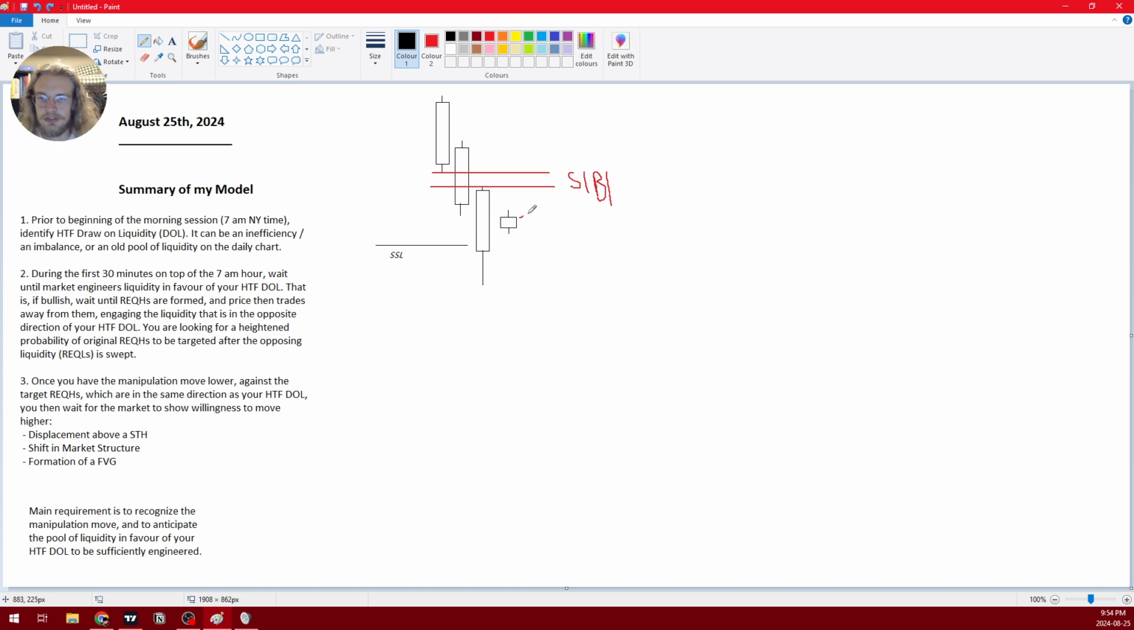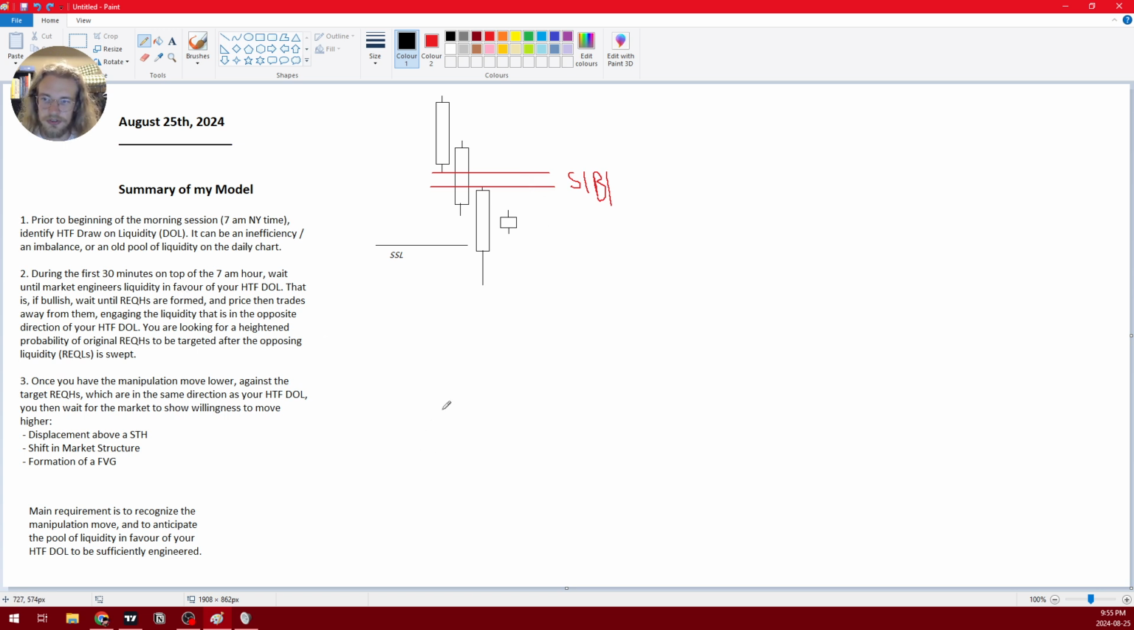So let's say we are opening and trading right here. To add on to it, let's say we have recently run out a previous sell-side liquidity pool. That just adds more weight to the argument in favor of filling this gap. So this is basically our higher time frame draw on liquidity. Price is going to want to come back into it.